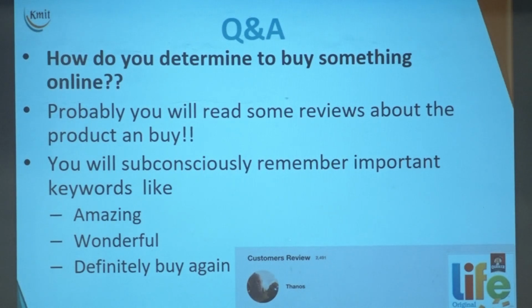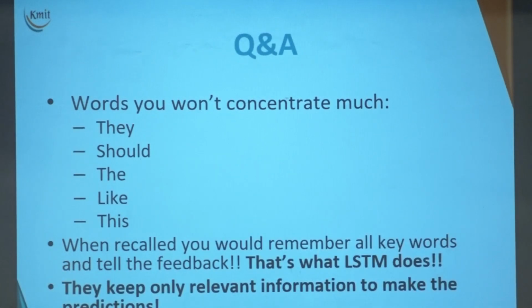So some basic words could actually tell you about the quality of that particular product or about that review. You will filter out the remaining: the, a, and. Do you go through that? No, you will subconsciously scan for these words and then you'll come to a conclusion whether it is good or not. Yes or no? So, the words that you will concentrate on more are like bad, poor, good, better, amazing, and you will not concentrate much on insignificant words, like a few that I have listed over there: they, should, the, a, like, etc.